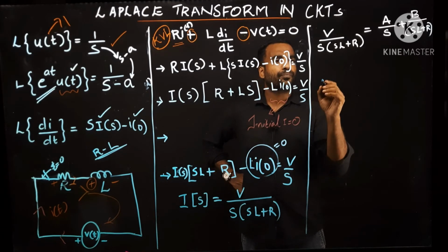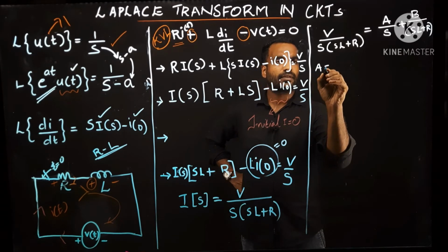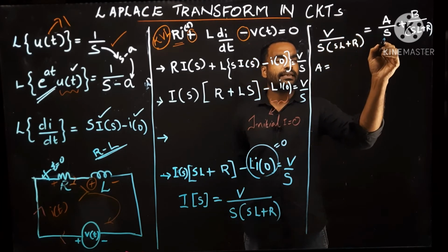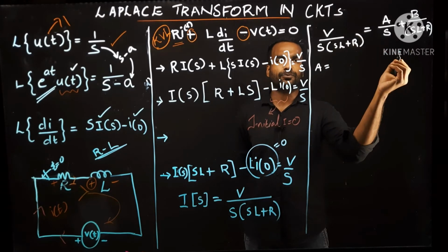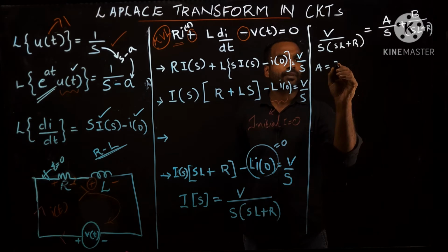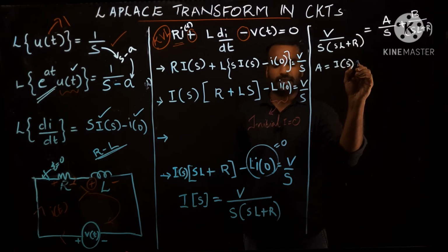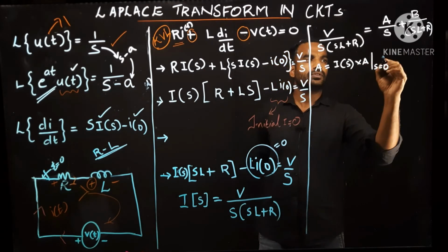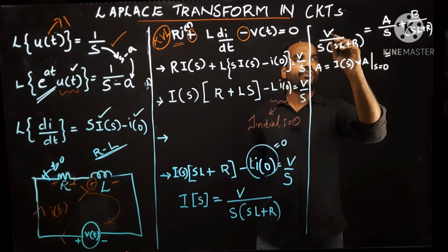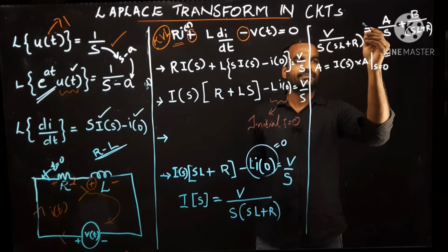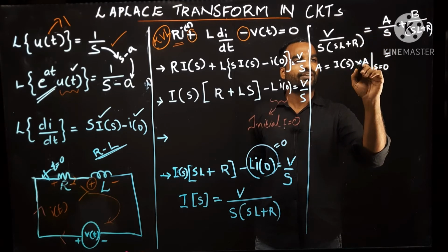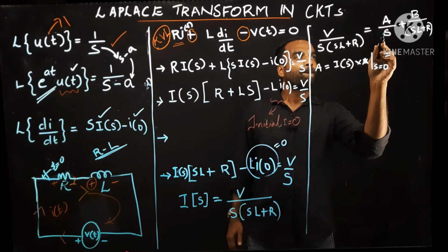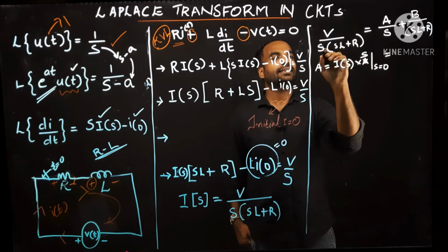Now, for finding A, we need to multiply the total term, I of S, with the denominator of A, which is S, and put S is equal to 0. So that is nothing but writing V by S into (SL plus R) into S. So this S and this S will get cancelled.